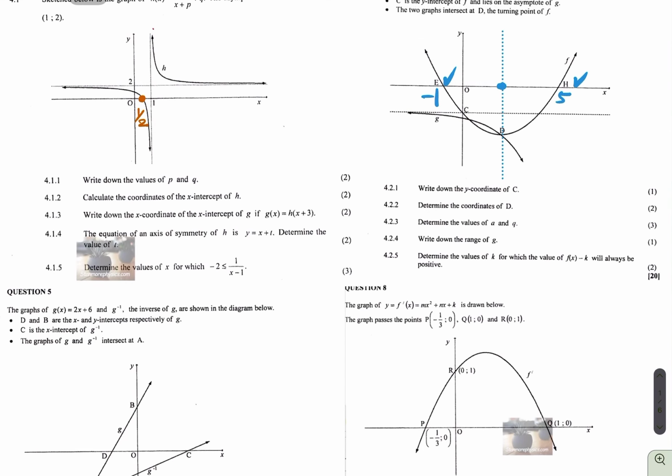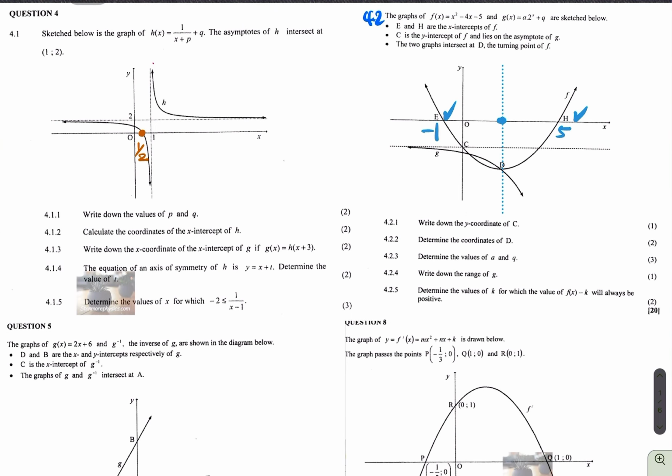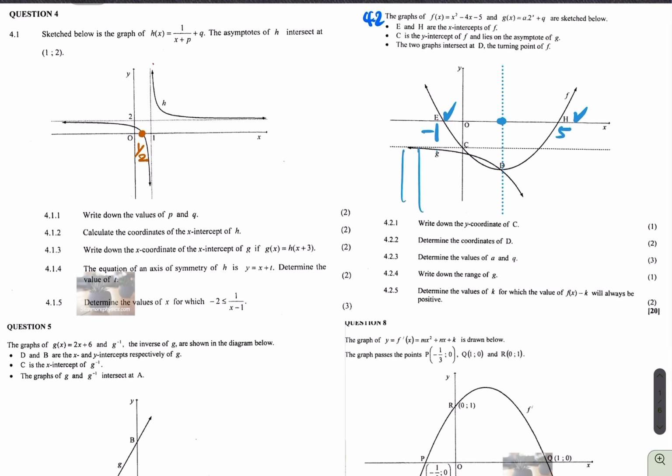All right, let's check the next question, 4.2.4. Write down the range of g. The range of g is primarily influenced by the horizontal asymptote. So in this case, this graph is defined below this line of the horizontal asymptote. It is defined below negative 5, but we cannot touch that line. So this graph is defined in this region. That's where this graph is primarily defined.